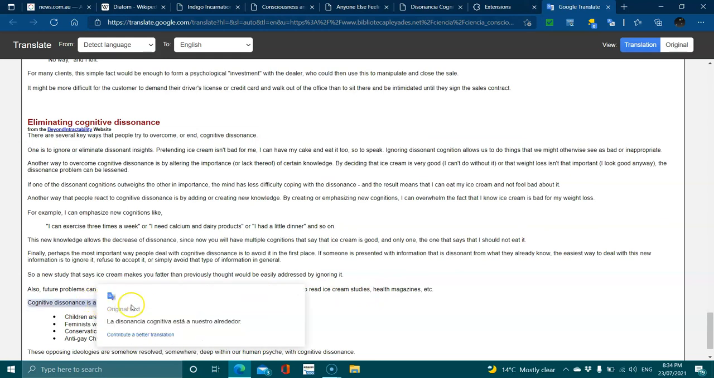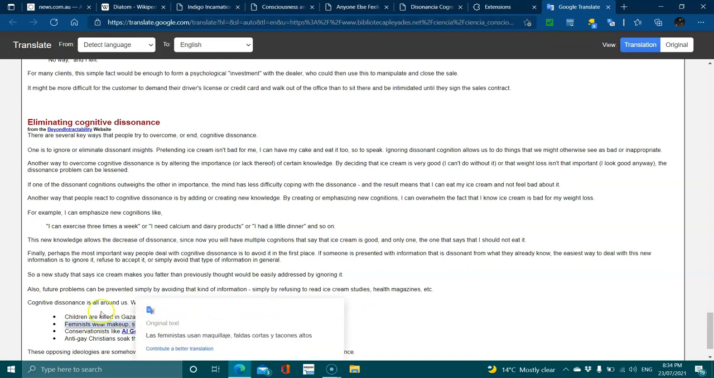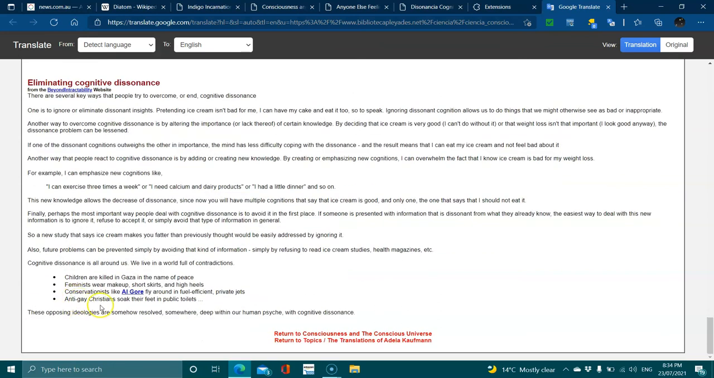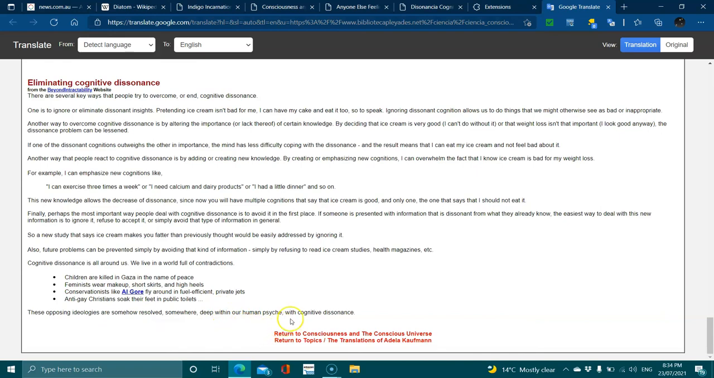Cognitive dissonance is all around us. We live in a world full of contradictions. Children are killed in Gaza in the name of peace. Feminists wear makeup, short skirts, and high heels. Conservatives like Al Gore fly around in fuel-inefficient private jets. And anti-gay Christians soak their feet in public toilets. Somehow those opposing ideologies are resolved, deep within our human psyche, with cognitive dissonance.